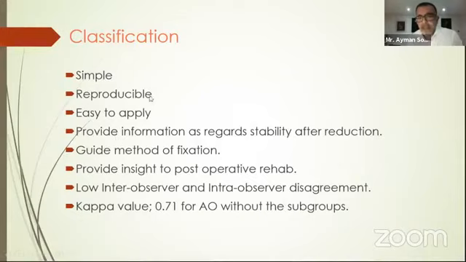So what makes a classification important? It needs to be simple, reproducible, easy to apply, provide information as regards the stability after reduction, guide your method of fixation, and give you insight towards rehab. There has to be a sort of agreement between different observers, and we measure that by the kappa value. A kappa value of 1 means that everyone that looks at an X-ray will give you the correct classification, which is hardly the case. But with the AO classification, without the subgroups, there is 0.71 agreement with the kappa value of that number.